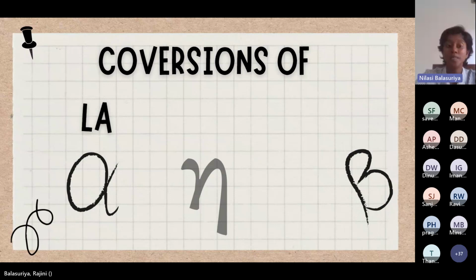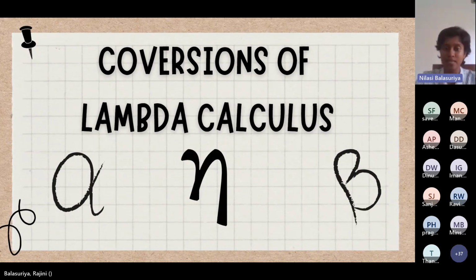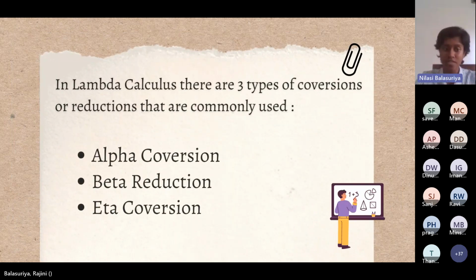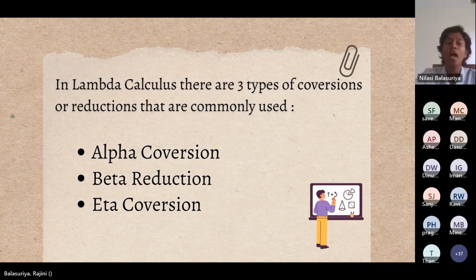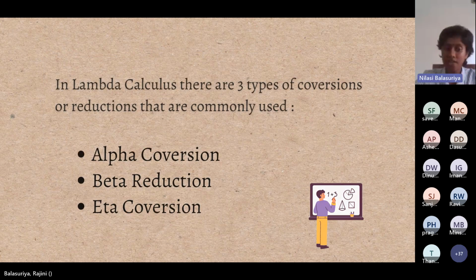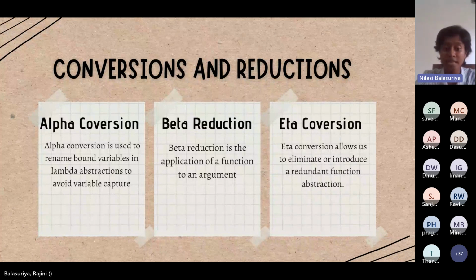Next, I will explain the conversions of lambda calculus. There are 3 main types of conversions or reductions, namely alpha conversion, beta reduction, and eta conversion. Alpha conversion is used to rename intermediate values in abstractions to avoid variable capture, whereas beta reduction is the application of a function to an argument, while eta reduction allows one to introduce or eliminate a function abstraction.